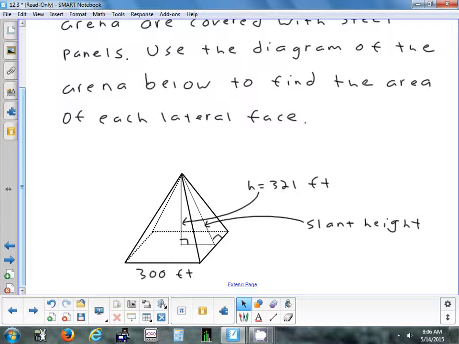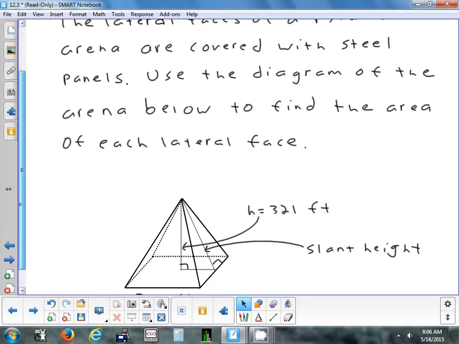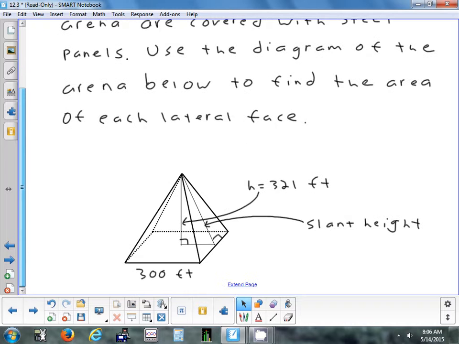All right, so we've got a base here. It's a regular base, so each side is 300 feet. The height of this pyramid is 321 feet. I've marked the slant height on the side. And we want to find the area of each lateral face. Notice they don't say the total lateral surface area. Just find the area of one side.